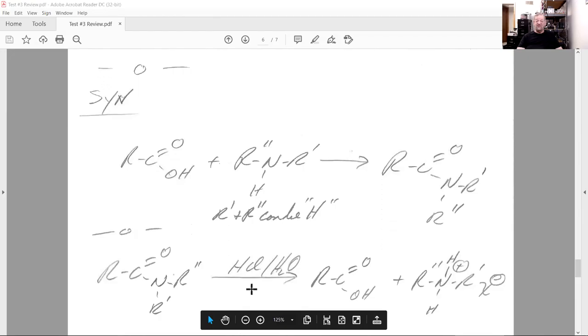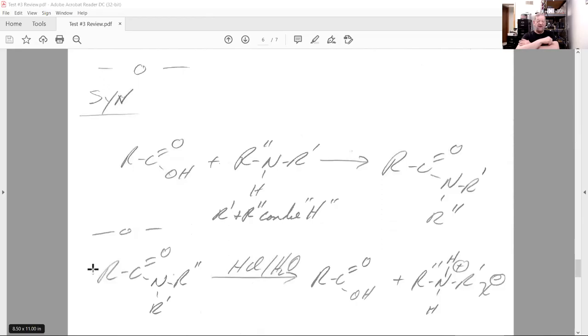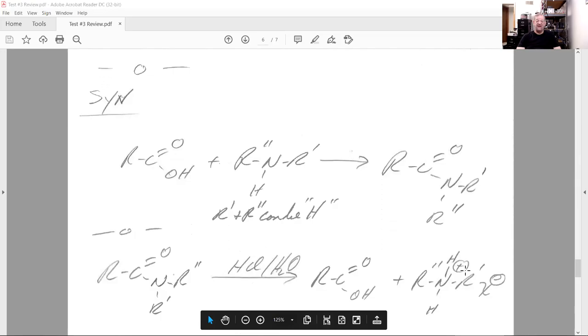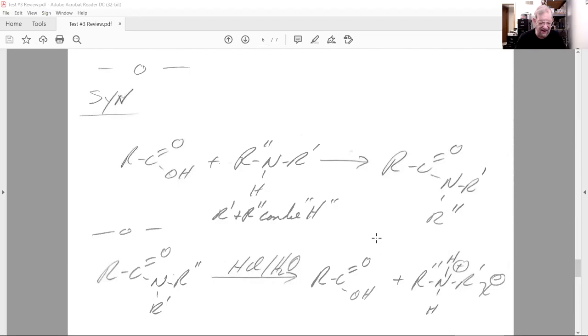Now, once you get an amide, if you react it, and I'll use HCl, because that's the acid in your stomach, and this is the reaction your stomach uses to break down protein. When you react the amide with acid and water, you get back the carboxylic acid you would have used to make that amide. But in the presence of acid, the amine you get is protonated, in other words, it acts as a base, and you get the amine salt.